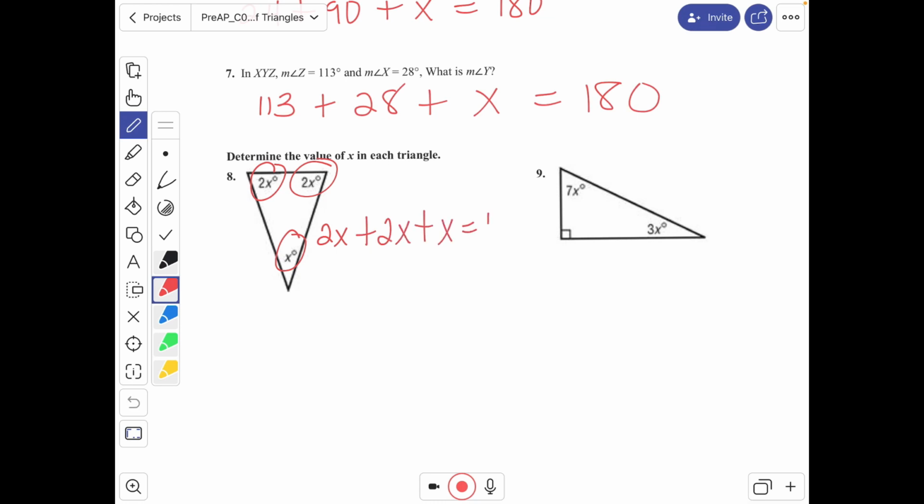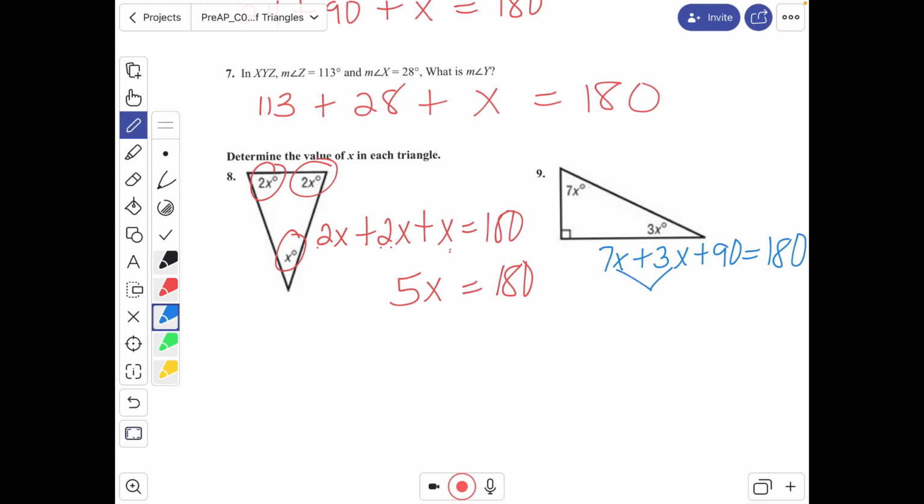So let's go over how to combine like terms though when it looks like that. I have 2 x's, 2 more x's, and another x. So 2 plus 2 makes 4, plus 1 more makes 5 x's, which equals 180. Then you solve for x. On number 9, you have 7 x's, plus 3 x's, plus 90 is going to equal 180. Need to combine those like terms. 7 x's plus 3 x's makes 10x plus 90 equals 180.